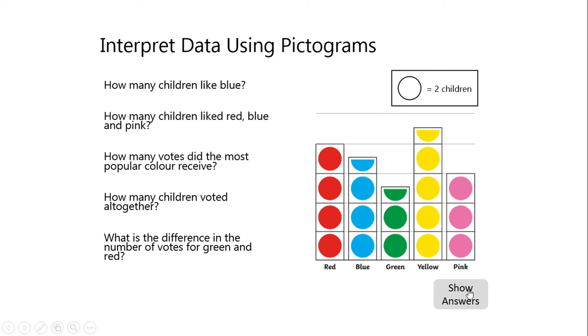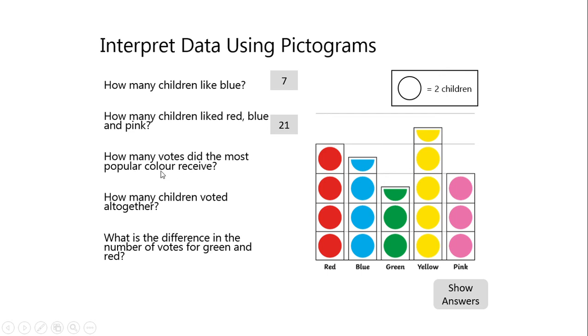So let's take a look at our answers. So 7 children in total, 2, 4, 6 and half is equal to 1, which is 7. 7 children chose blue. So red, blue and pink all together, all the values were added, and the total is 21.